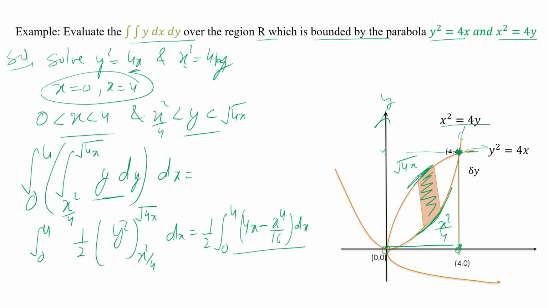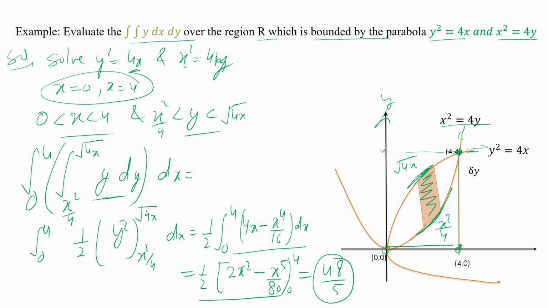Now we take the integration with respect to x, so we get 1 by 2 and we get a limit, 2x square. On integration we get x power 5 upon 80. Apply the limit 0 to 4, and on applying the limit we get 48 by 5. So in that way we can easily evaluate the integration.